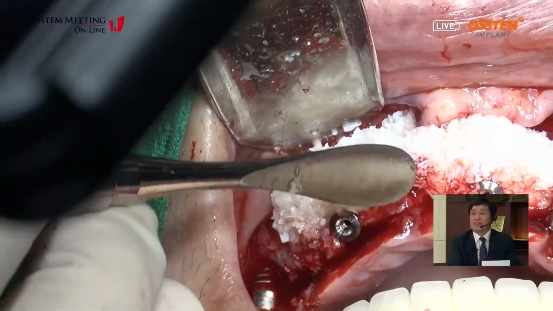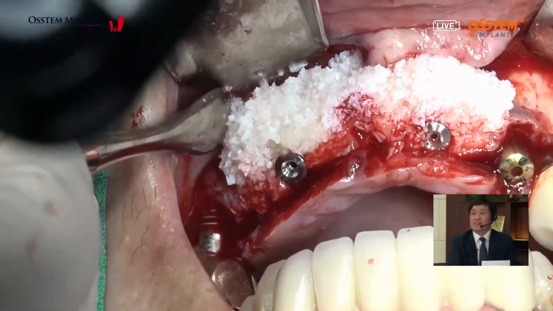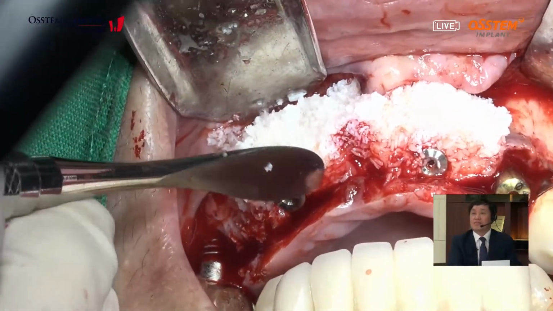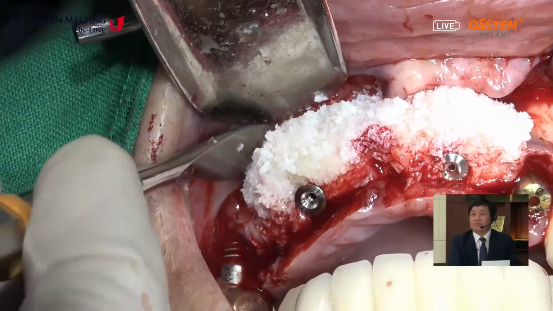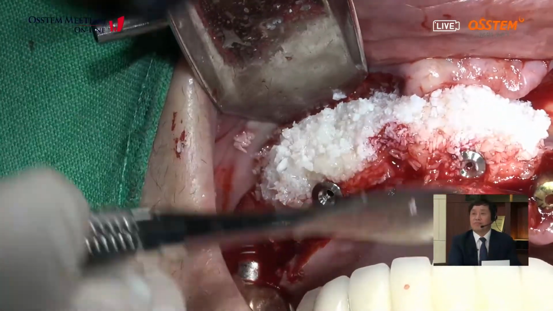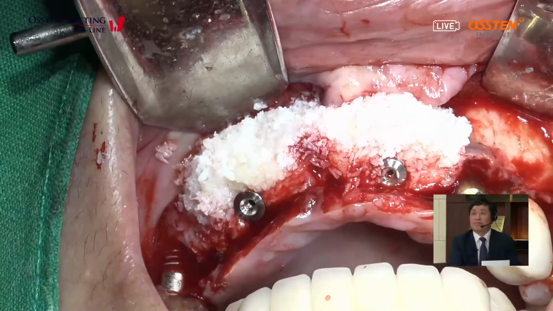So as you know, to maintain the vertical bone level around the implant, at least 1.5 to 2 millimeter buccal bone thickness is required. So the graft material should be greater than 2.0.